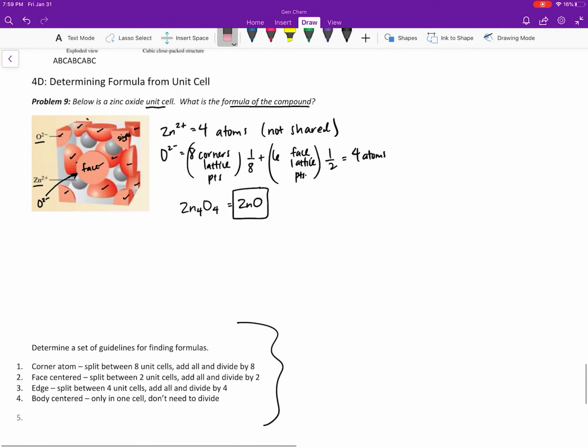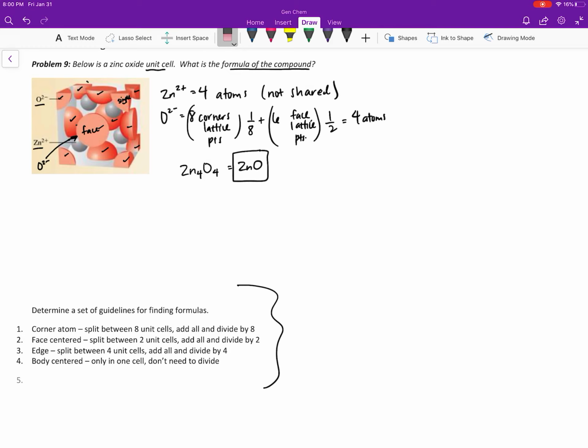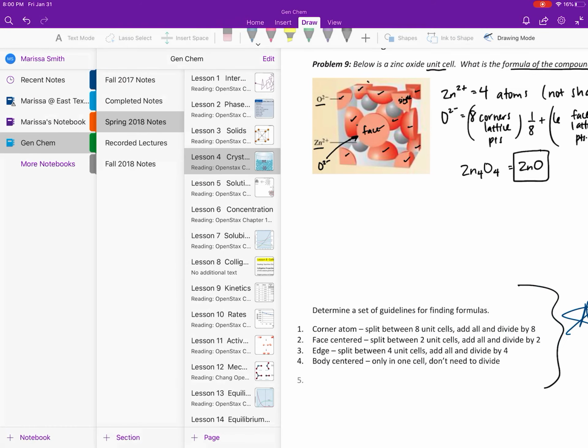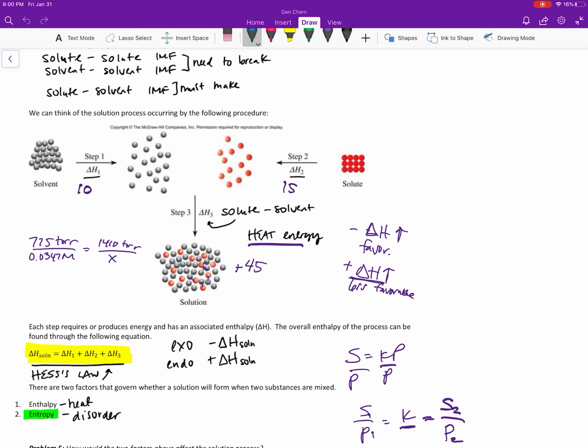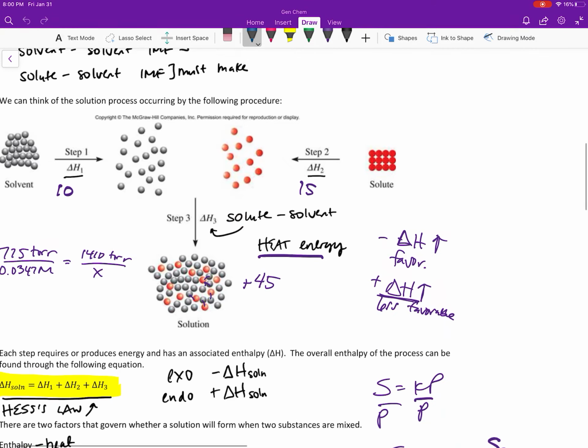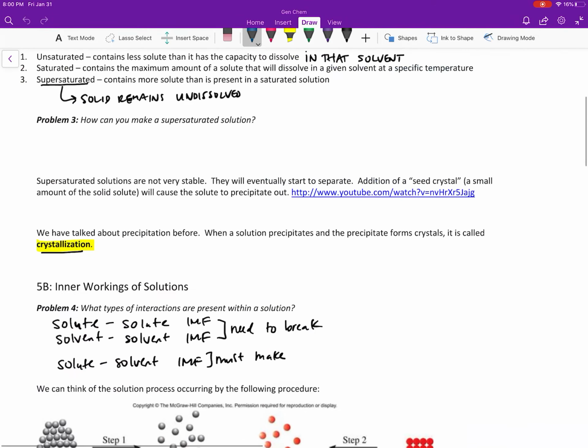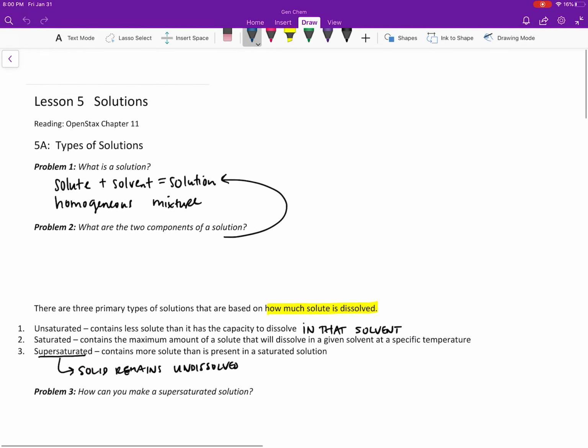Then we did a practice problem, and then there was a set of guidelines there at the bottom just to reiterate those rules, and a very simple list at the end. Okay, so this ended chapter 11. Chapter 10. Well, I don't even know. Let me see. That is chapter 10.